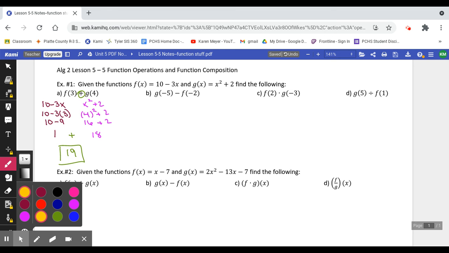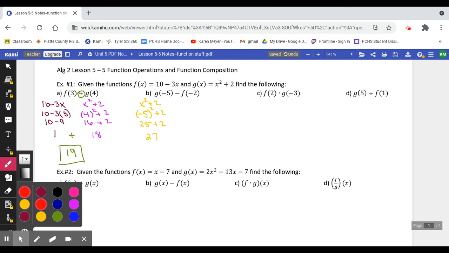Okay, so next one. g of negative 5 minus f of negative 2. Well, I'm going to start with my g function again, which is x squared plus 2. Plug in negative 5 for x. Negative 5 squared is positive 25, plus 2 is 27.